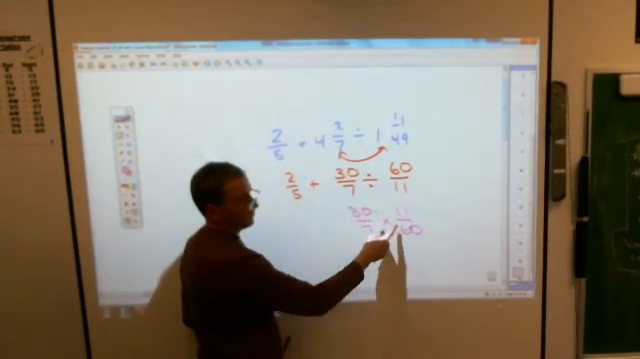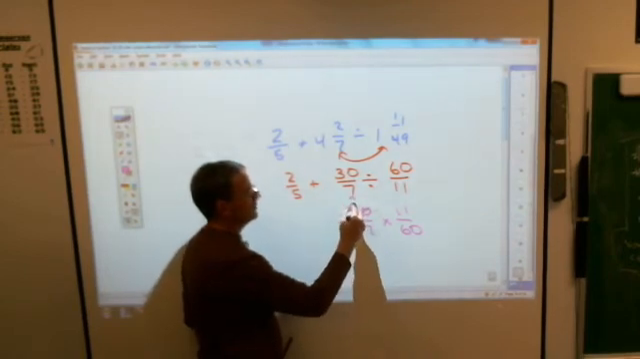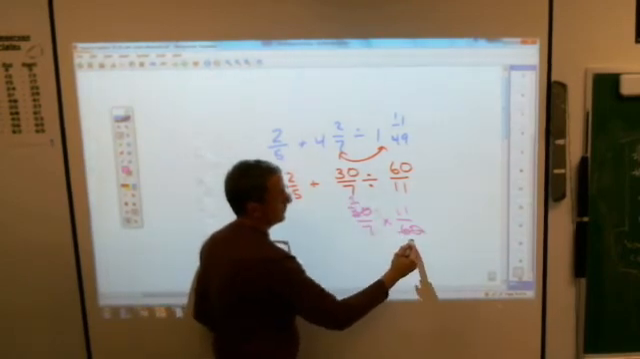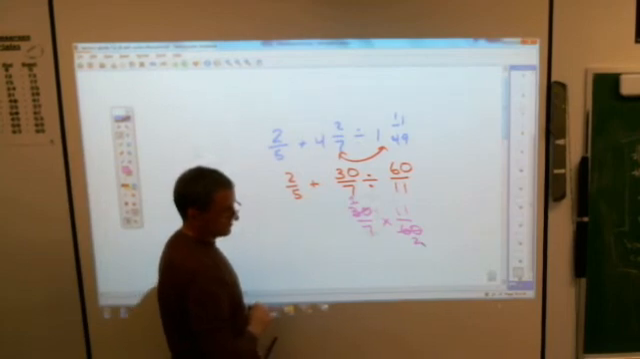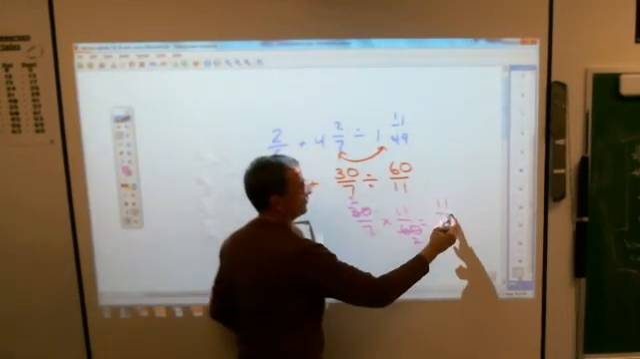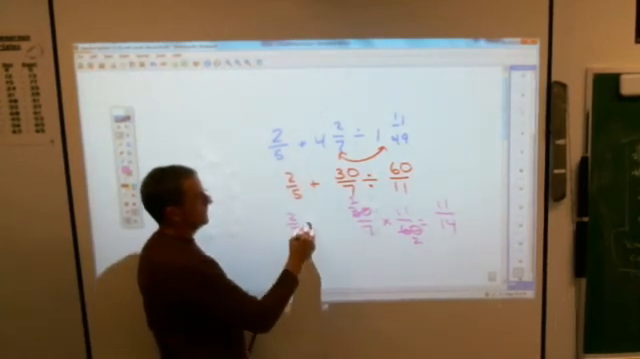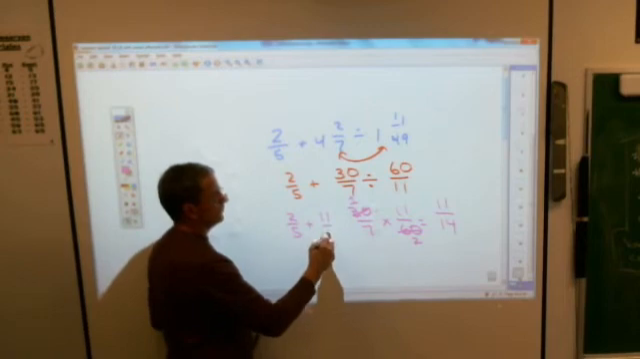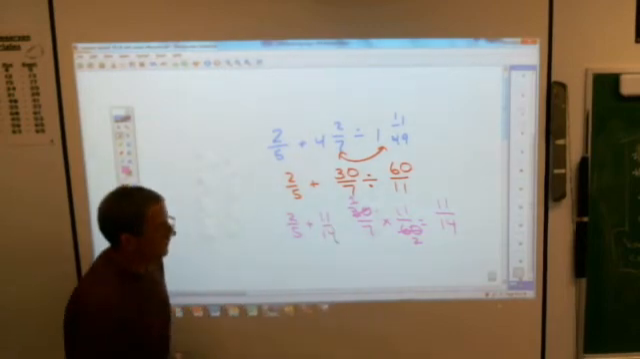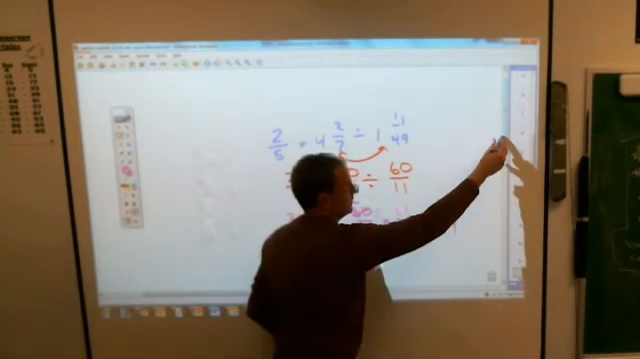What number goes into both 30 and 60, John? 30, thank you. 30 divided by 30 is 1. 60 divided by 30 is 2. So now when you multiply, you get 11 over 14. I have 2/5 plus 11 over 14. Does that not look better than when we started? Yes. And what happens when I add those together?